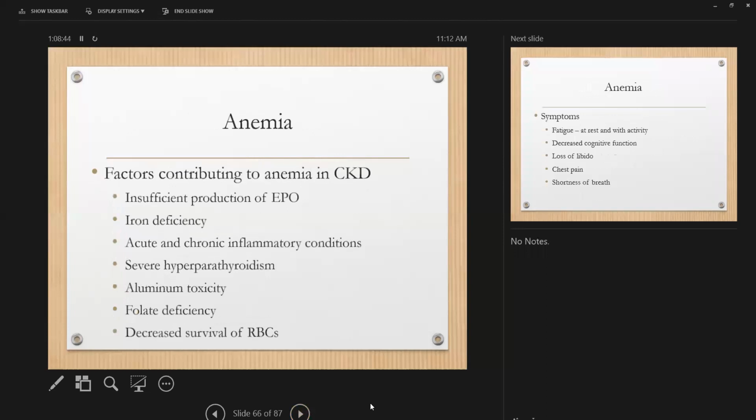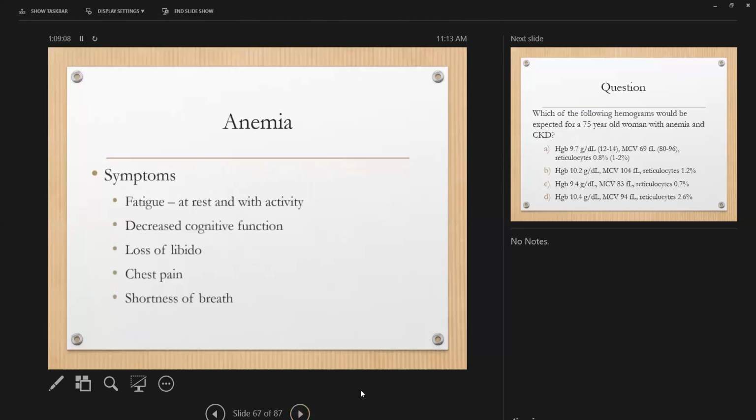Anemia is one of the other things that we typically see in our patients with chronic kidney disease. The reason is that we have an insufficient production of erythropoietin. There's usually an iron deficiency. Your patients that have chronic kidney disease and are on dialysis typically always have some mild form of anemia. So the standard symptoms of anemia.